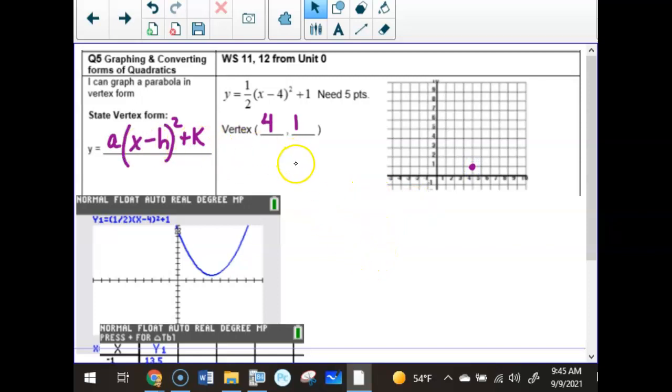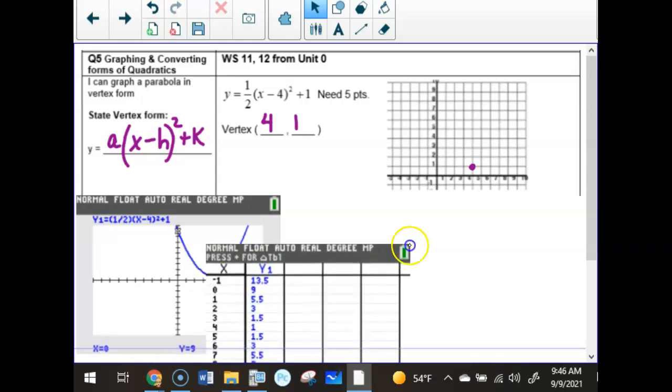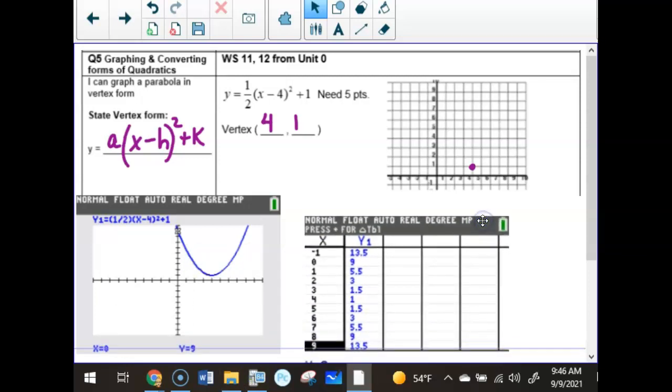Then if you wanted more points, okay, you could plot it on the calculator and do what? Yeah, go to the table. Do we need to take time to do that on this one, or you want me to just keep going? So I have 0, 9 as a point on there. 4, 1, we already got that's the vertex, sorry. 2, 3 is a point.